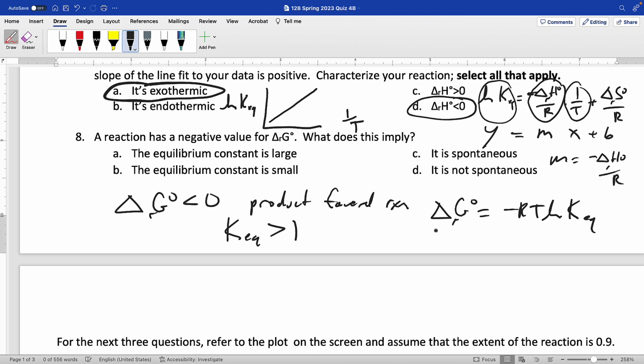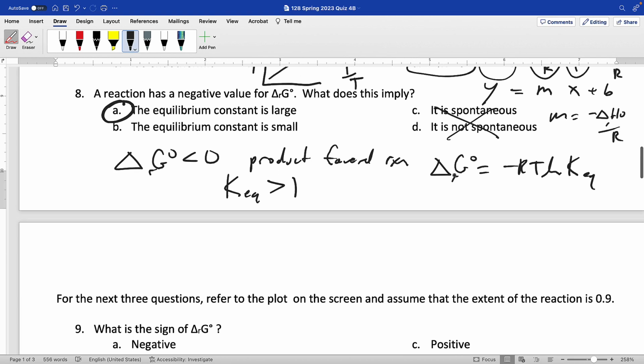And because of the properties of logarithms, the only way to make delta G standard negative is if K is greater than 1. So with that said, we say that delta G standard being negative means the equilibrium constant is large. We can't say anything about spontaneity because that's delta G, not delta G standard.